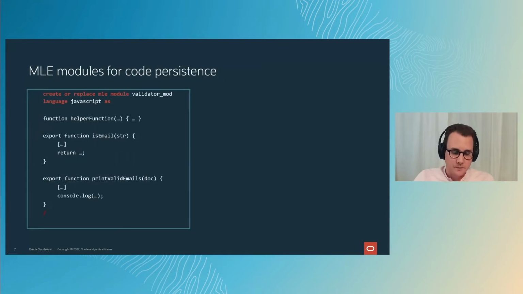Next, I will show you how we envision to persist code in the database. And we envision this to be something we call MLE modules. So we will have new syntax for creating such a module, create or replace MLE module, just the same way as you would do create or replace table. We give it a name, and we say which language, which for now is bound to JavaScript only, and then the whole implementation of the module in JavaScript, and a delimiter in the end to say we're done.